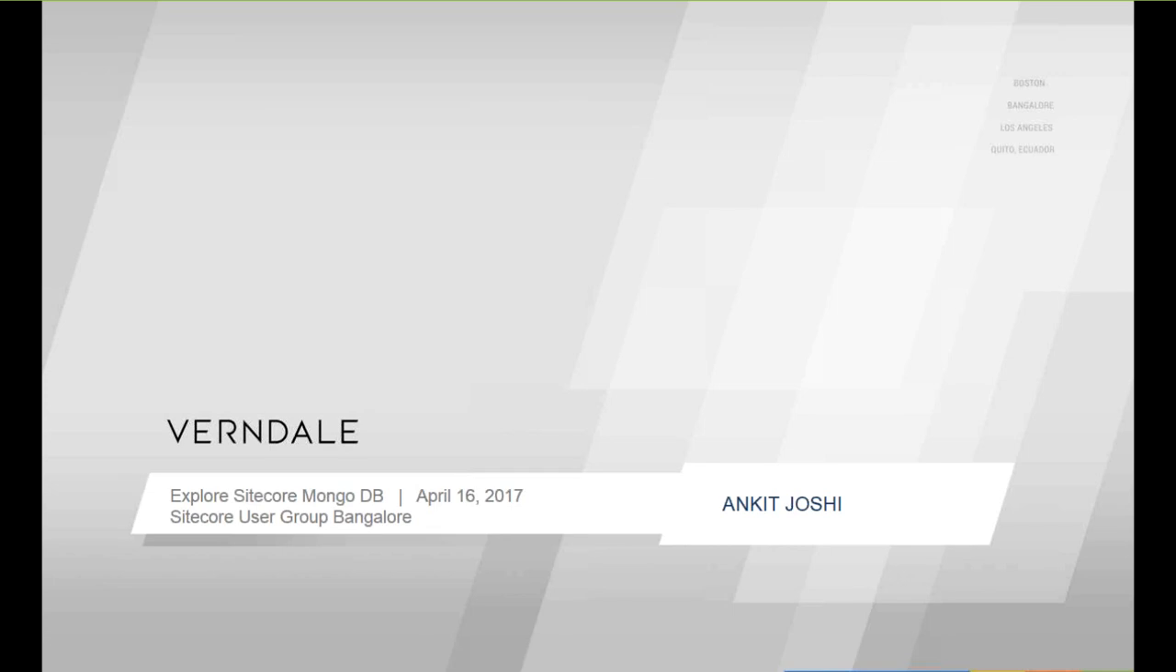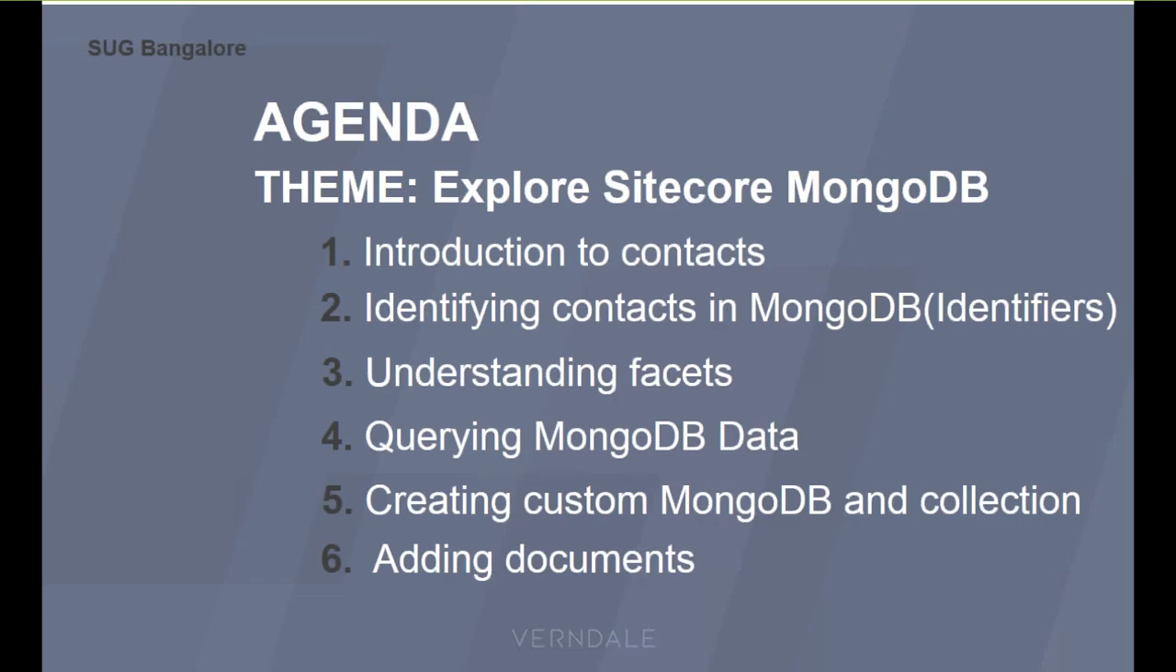So as part of today's knowledge share, we'll extend MongoDB in some more details. Today we are going to cover an introduction to context. We'll go over what exactly context is in MongoDB with Sitecore, and how we can identify contexts in Mongo. It's all about identifiers. Then we'll also go over understanding facets, and how we can create custom facets for some of our custom applications.